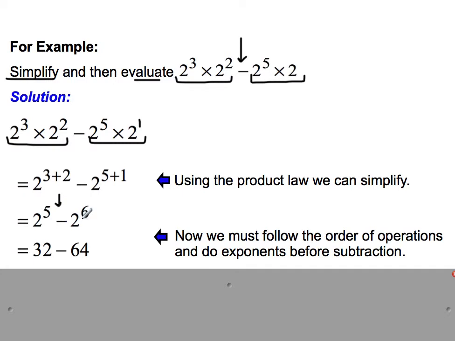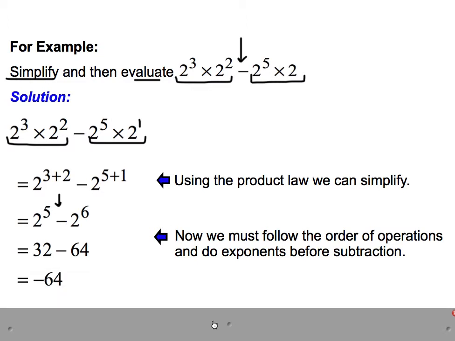There is no power law or exponent law that deals with subtraction or addition between two powers. Okay, so please remember that. That's so important. So now that we have subtraction, you have to follow the order of operations. 2 to the power of 5 is 32. 2 to the power of 6 is 64. Oh, and I already see that there's an error here. It should be negative 32. Okay, so negative 32, not negative 64.